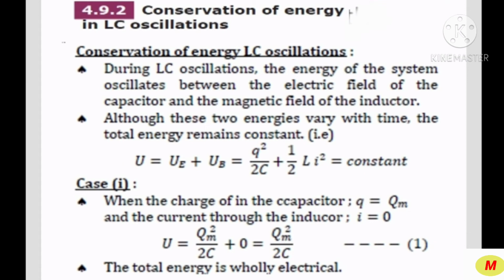Next, let us discuss some special cases. Case 1. When the charge of the capacitor is Q is equal to capital QM and the current through the inductor is I is equal to 0, in that case the total energy can be written as U is equal to QM squared by 2C plus 0 is equal to QM squared by 2C. This is equation number 1. This equation represents that the total energy is wholly electrical.